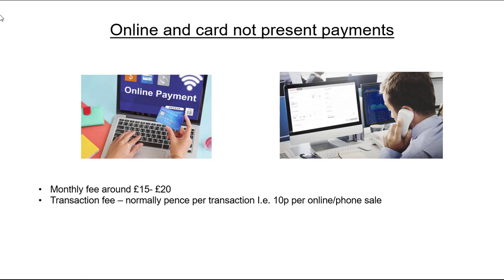A payment gateway or virtual terminal costs normally around £15 to £20 a month. Then there's normally a 10p per transaction fee on top. Some ISOs offer some great deals, like the first 200 transactions free. Gateway or virtual terminal fees are in addition to the card transaction fees we're going to discuss next.